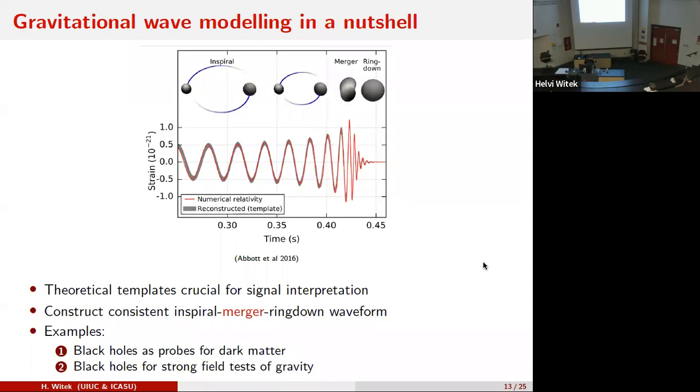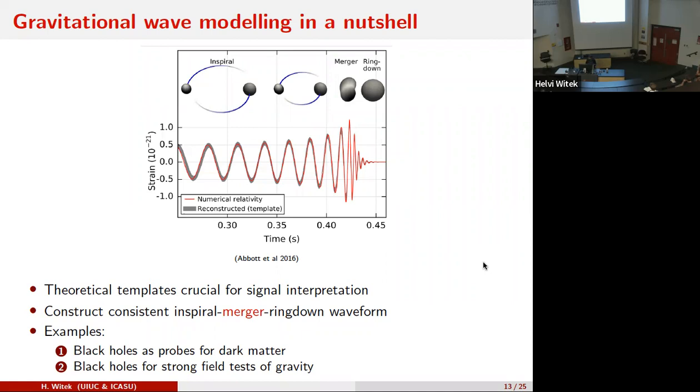And what I want to show you today is some of the work that we've been doing in my group, where we have actually used black holes to learn about particle physics, and in particular about some dark matter candidates. And we are developing the infrastructure, and then using our work to test gravity in the strong field that unfolds as our black holes collide.